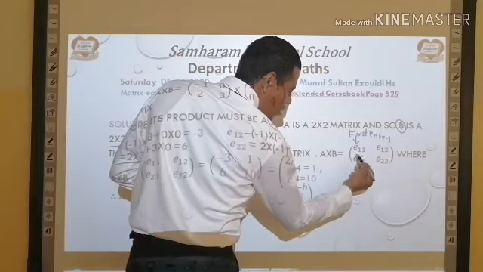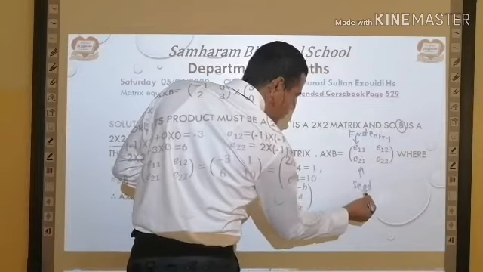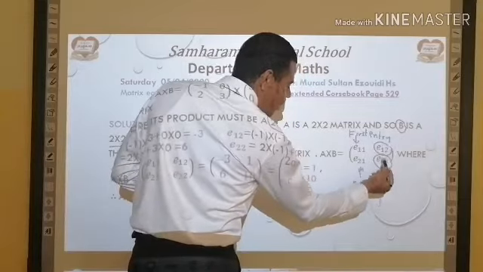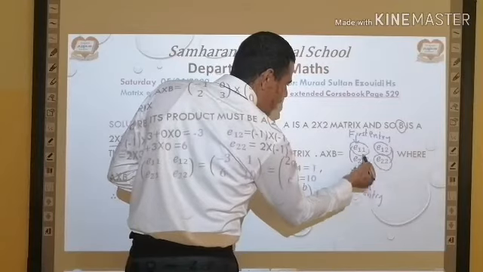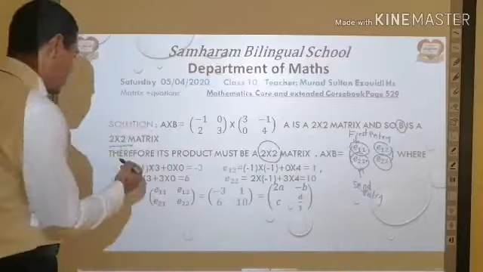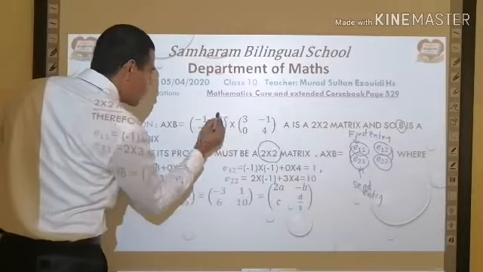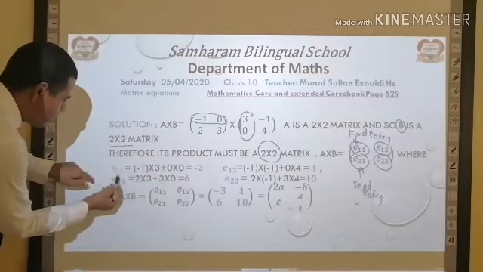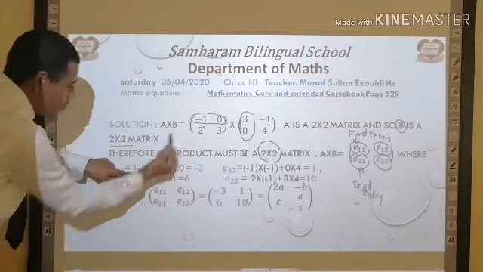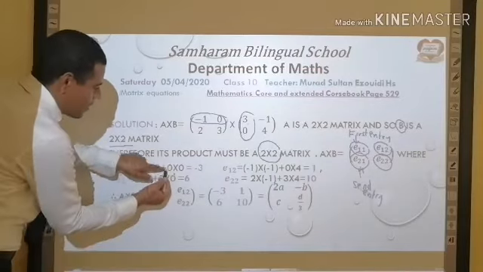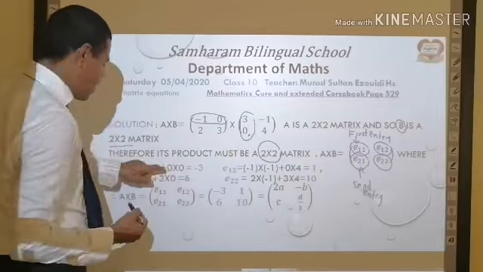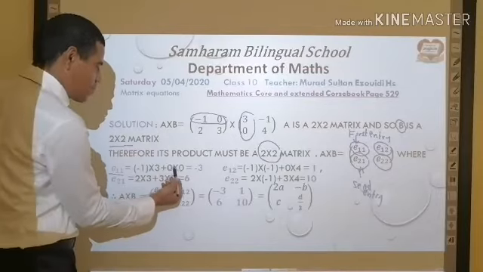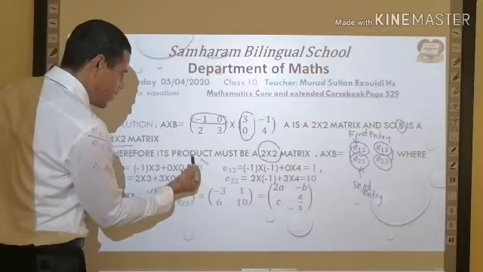This is the second entry, and so on. So we should find the values of E11, E12, E21, and E22. Look, I will multiply the first row by the first column. Means E11 is equal to negative 1 multiplied by 3 plus 0 multiplied by 0. Negative 1 multiplied by 3 is negative 3, plus 0 multiplied by 0 is 0. Negative 3 plus 0 is negative 3.